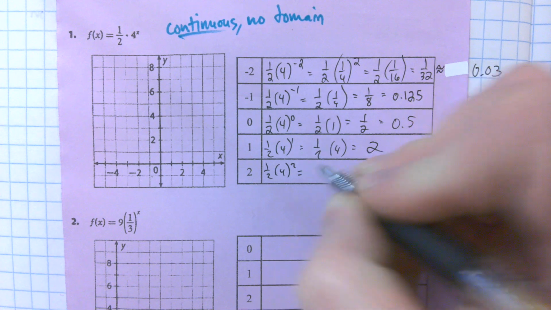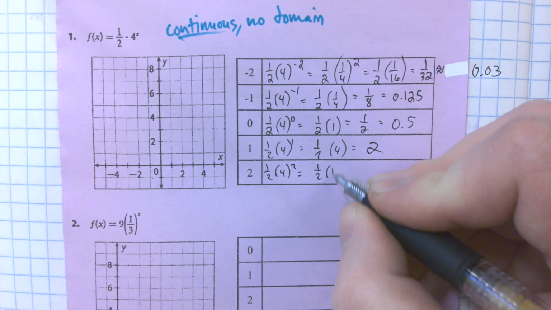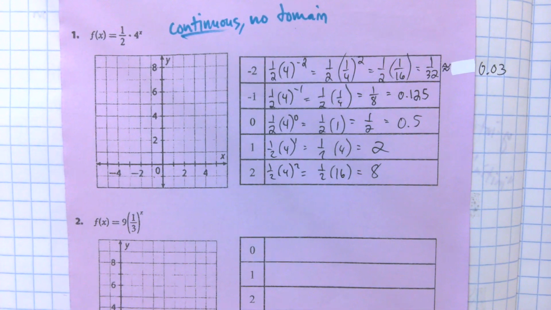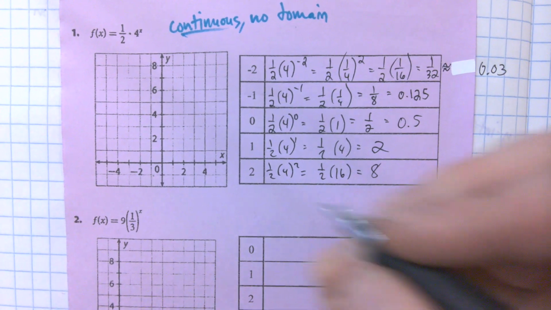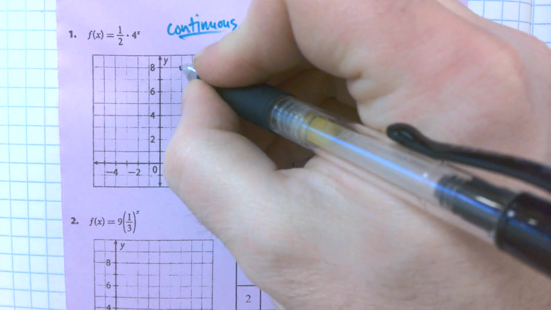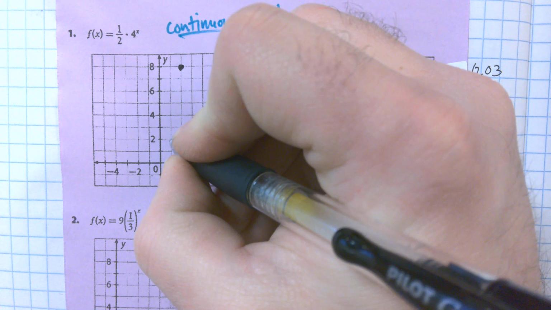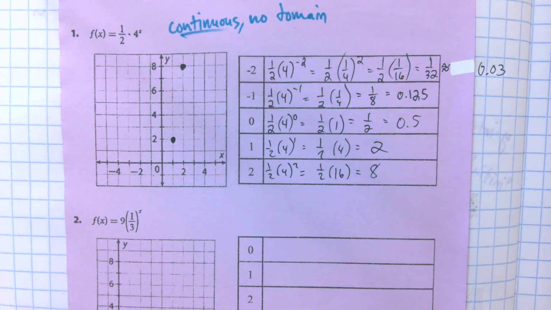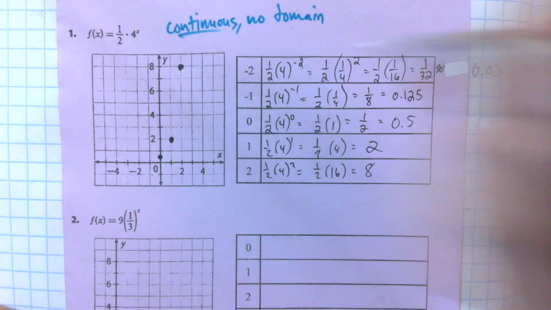Finally, I plug in 2. What's 4 to the second power? 16. And then what's half of 16? The answer is 8. All right, 5 points. Let's plot them. I'm going to start with the easy ones. 2, 8. 2, 8 all the way up there. 1, 2. Much lower. My y-intercept at 0, 0.5, which is right there, about.